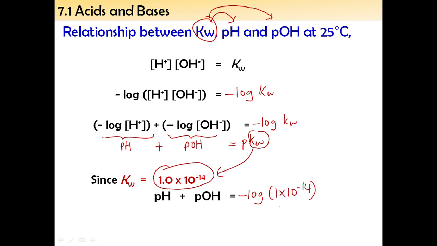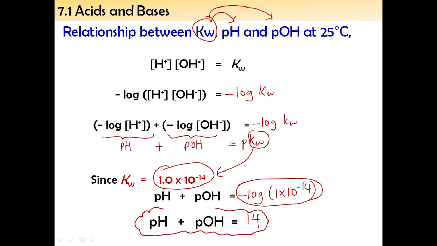Now tekan calculator awak untuk selesaikan expression ini. You akan dapat nilai 14. Jadinya sekarang, that's why scale untuk pH sampai 14 je kerana ini. Jadi, we know that the relationship between pH and pOH is pH plus pOH equals to 14. Kalau dia base, awak boleh kira pOH je dulu. After you find the pOH, baru boleh guna formula ini untuk kira pH.